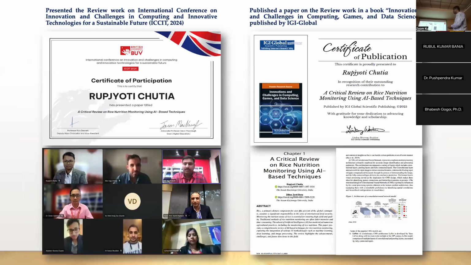The review work we have performed, we have presented at the International Conference on Innovation and Challenges in Computing and Innovative Technologies for Sustainable Future (ICCIT), organized by British University of Vietnam. This is the participation certificate, and also the paper published in a book published by IGI Global, a critical review on rice nutrition monitoring using AI-based techniques. We have published a chapter in the book Innovations and Challenges in Computing Games and Data Science.